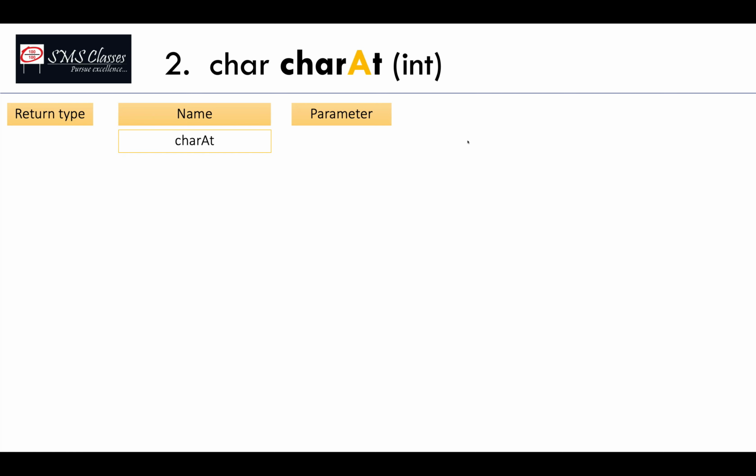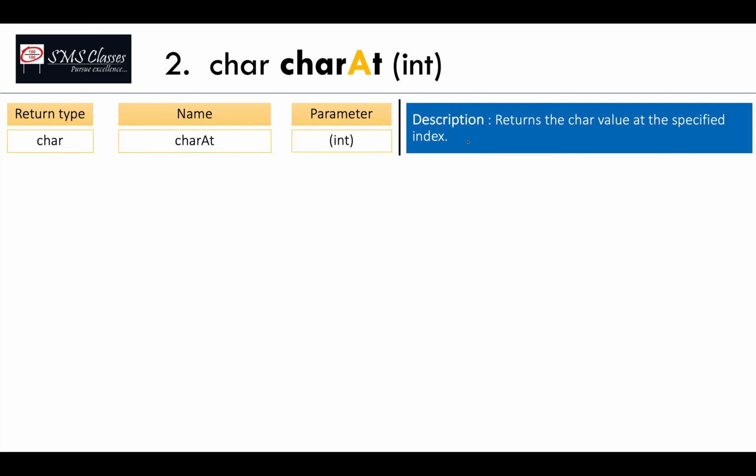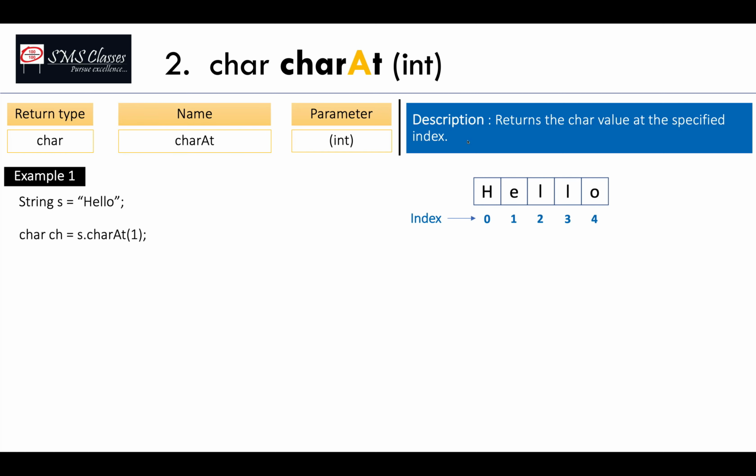Okay, the next method we'll learn is charAt. The name of the method is charAt, the parameter is integer, and the return type is char. What it basically does is we give a position, and it returns what character is at that position. Now if you see this example, hello is the string and you give charAt(1). At index 1, the letter is e, so it returns that character. charAt(1) is e, that's the output.